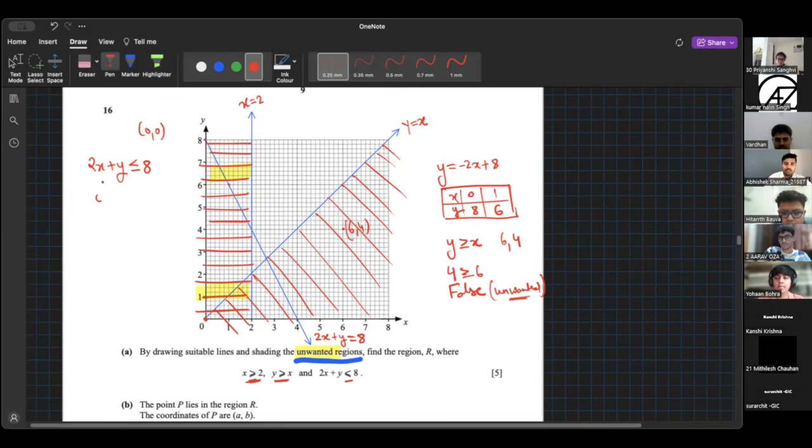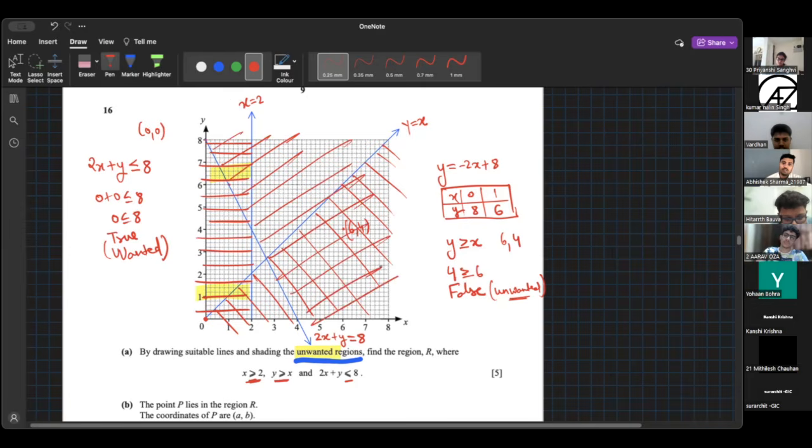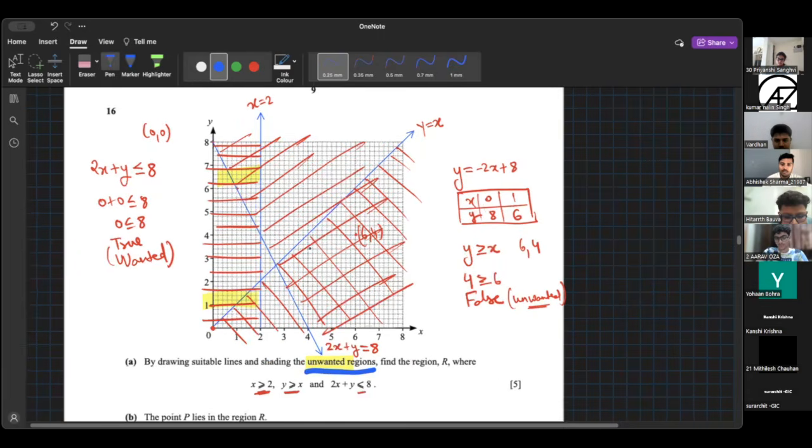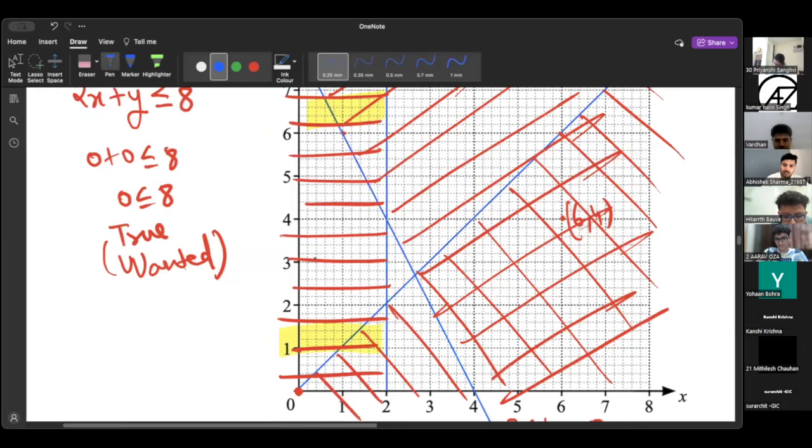In that case, 0 plus 0 less than or equal to 8, so 0 less than or equal to 8. Is this true or false? This is true. If this is true, that means this is the wanted region, not the unwanted region. And we have to shade the unwanted region. Hence, we will shade the opposite side, so this side. Clear? So ultimately, the required region is this part, R. Okay?